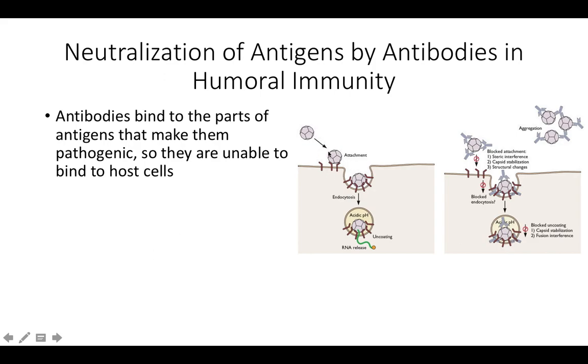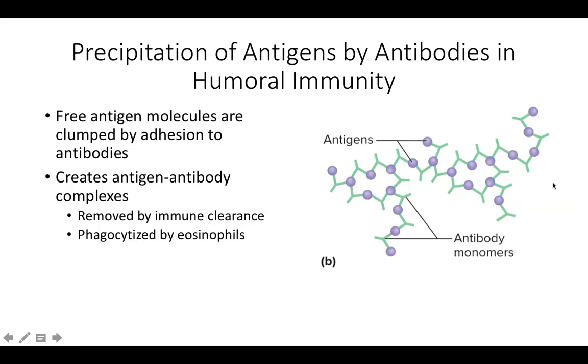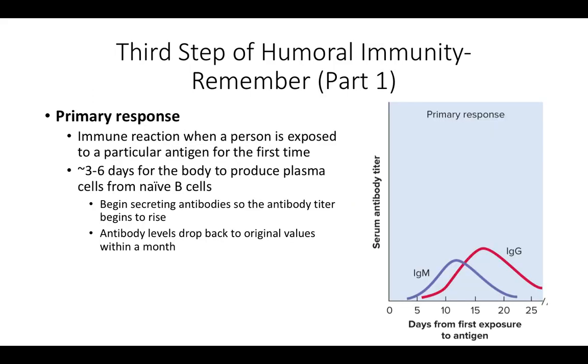So we don't allow an antigen to bind to a host cell. Also complement fixation. The cell is destroyed by complement proteins. Agglutination and precipitation, which is just the clumping of molecules or clumping of free antigens. So that's the attack portion. And then the last portion of humoral immunity is the memory part.